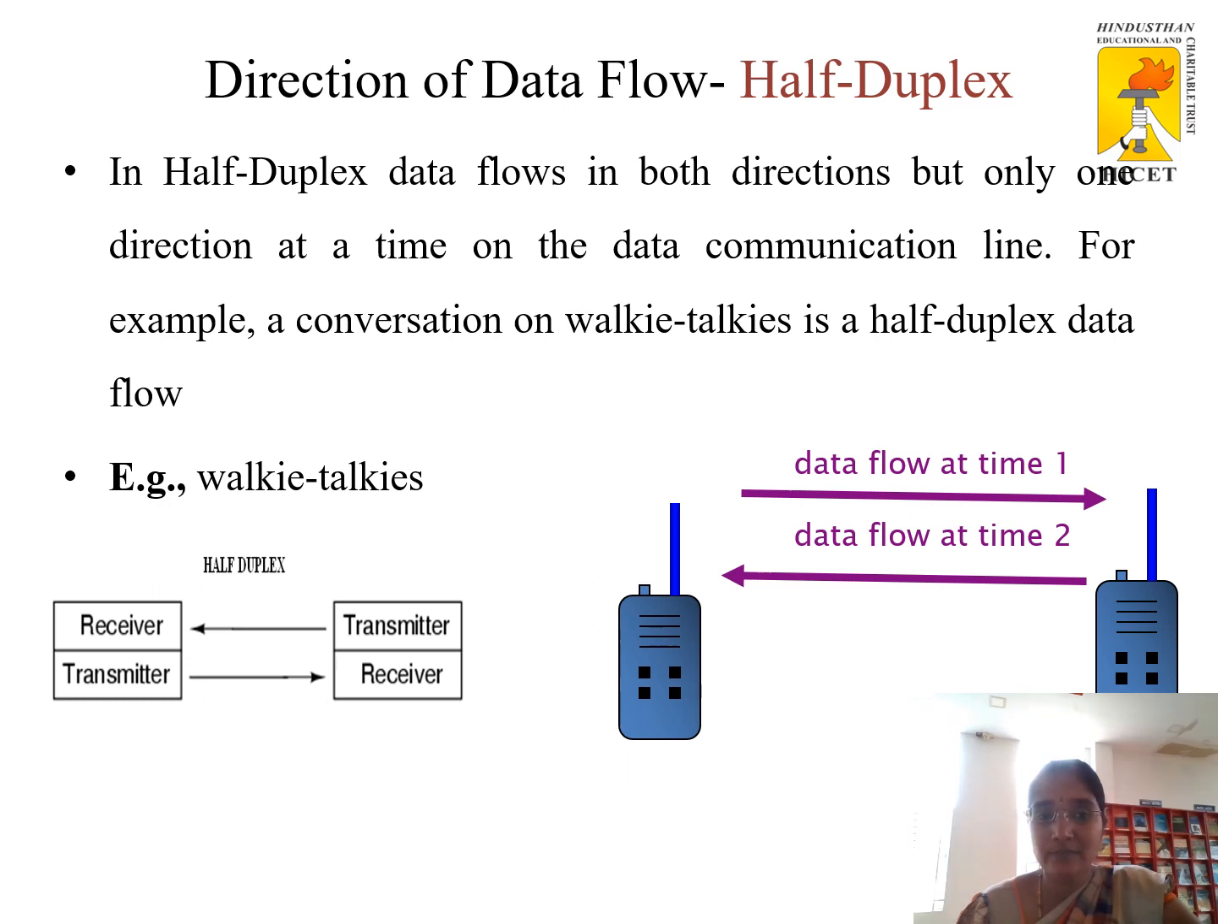In the half duplex manner, the data flows in both directions, but only one direction at a time on the data communication line. It can be sent from the sender to the receiver or from the receiver to the sender. Communication can happen both ways, but only one side can perform its task at once. For example, it is like walkie-talkies. One completes the entire data transmission, and only then can the other end communicate.